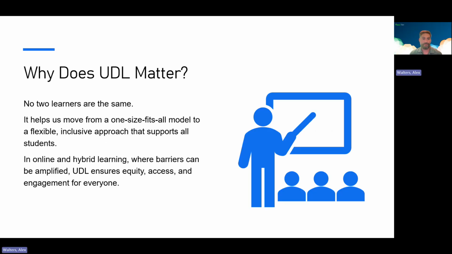So why does it matter? No two learners are the same. Students bring different backgrounds, abilities, languages, and learning preferences. So UDL helps us move from a one-size-fits-all model to a flexible, inclusive approach that can support everyone. This is especially important in online and hybrid learning, where barriers may not be recognized or they can potentially be amplified because of the type of context that students are in.